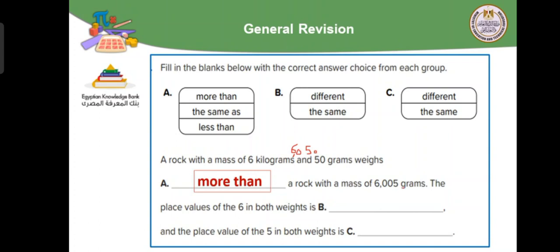The place value of 6 in both weights is number B. The place value of 6: is it the same or different? Excellent. It's the same. And the place value of the 5 in both weights. Is the place value of the 5 in the first the same as in the second? No. Place value here is tens. Place value here is ones. So they are different.